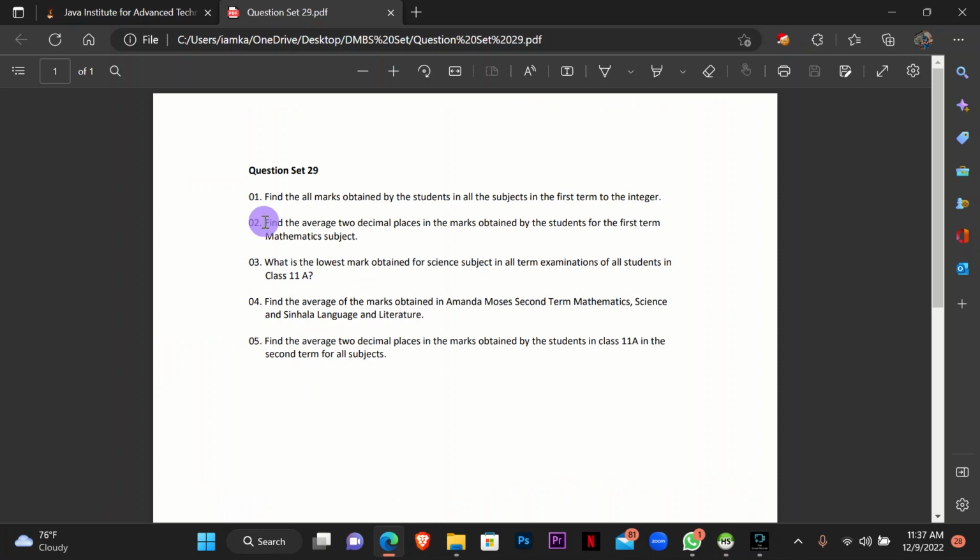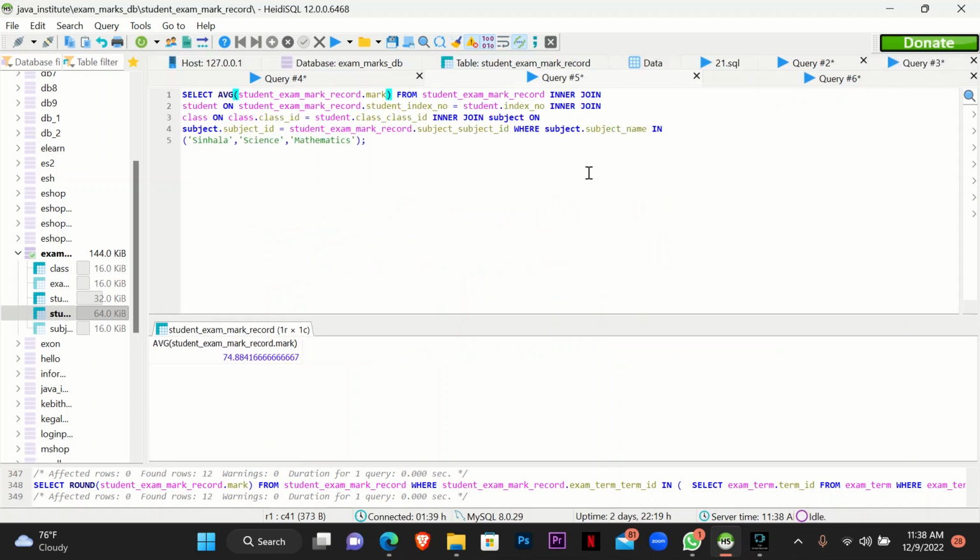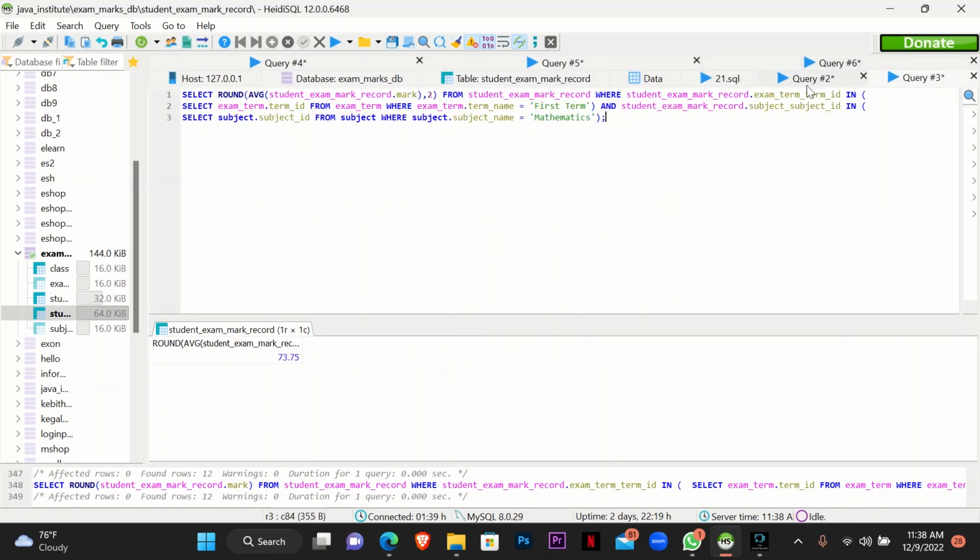In our second question, they are asking: find the average, to two decimal places, of the marks obtained by the students for the first term mathematics subject. Now they are asking for an average, and we have to find it to two decimal places. So we have to use the round function and the average function here. As you can see, I have used the round function and the average function.